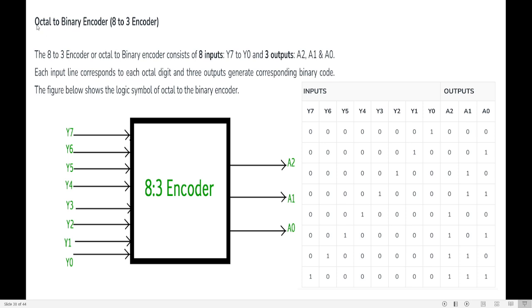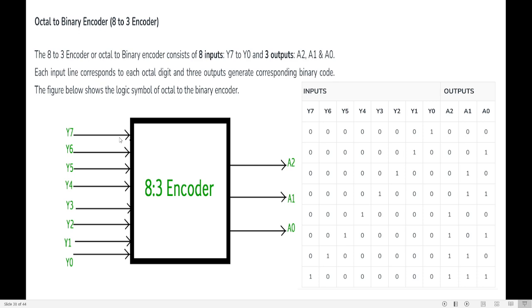What is the base of octal? Octal base is 8, so you have 8 inputs here. Y0 to Y7 is your octal inputs, and 3 is the code which is obtained as the output. Each input line corresponds to an octal digit. In an encoder, at any point of time, only one input line will be active or high. The rest will all be zero. So you should remember that at any point of time, only one input will be high, the rest are zeros.